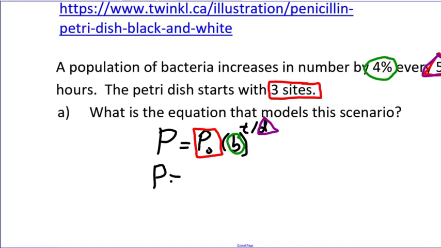So P is equal to 3 times our b value. Now our b value, we have to calculate it again. It's 100 plus 4%, which is 104. Oops, sorry about that.